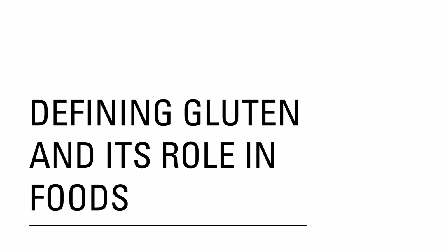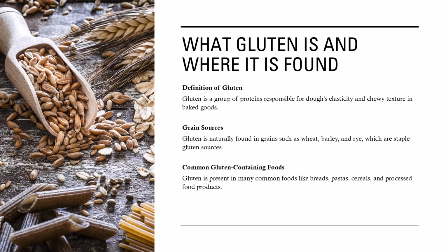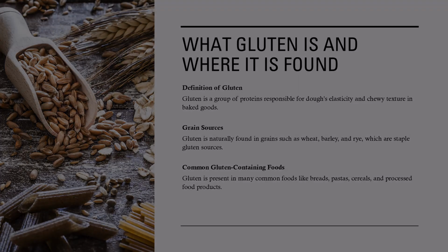Section 1. Defining gluten and its role in foods. Gluten is a group of proteins that gives dough its elasticity and chewy texture. It's naturally present in grains like wheat, barley, and rye, making it a staple in many everyday foods. What gluten is and where it is found. You'll find gluten in breads, pastas, cereals, and a wide range of processed foods. Its presence is widespread, which makes awareness essential for those managing gluten-related conditions.